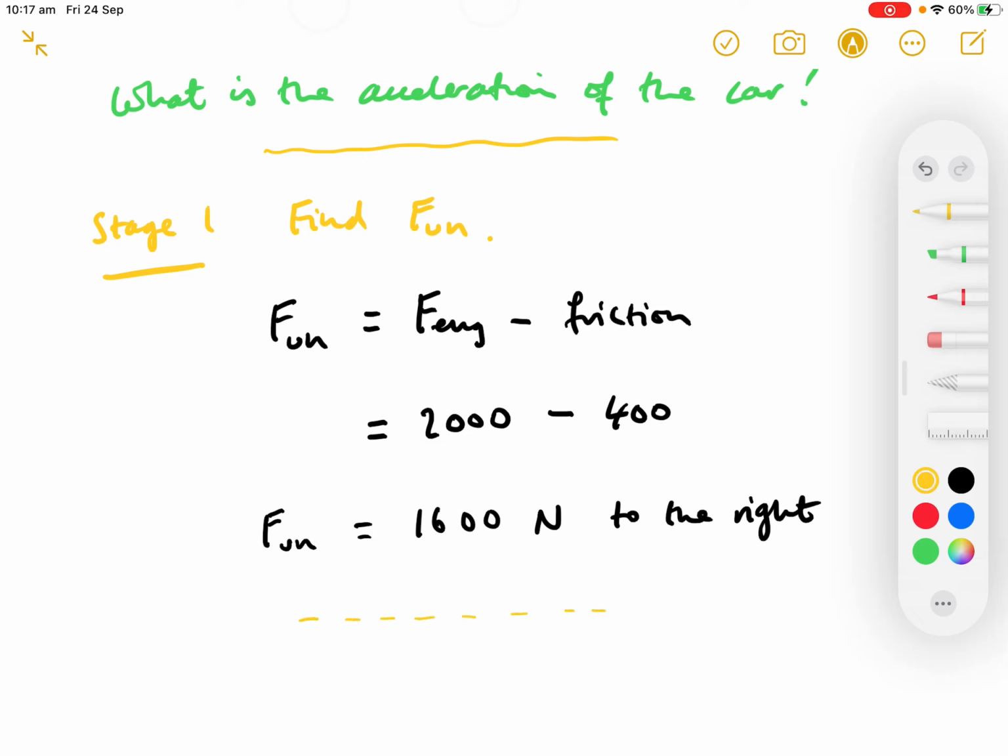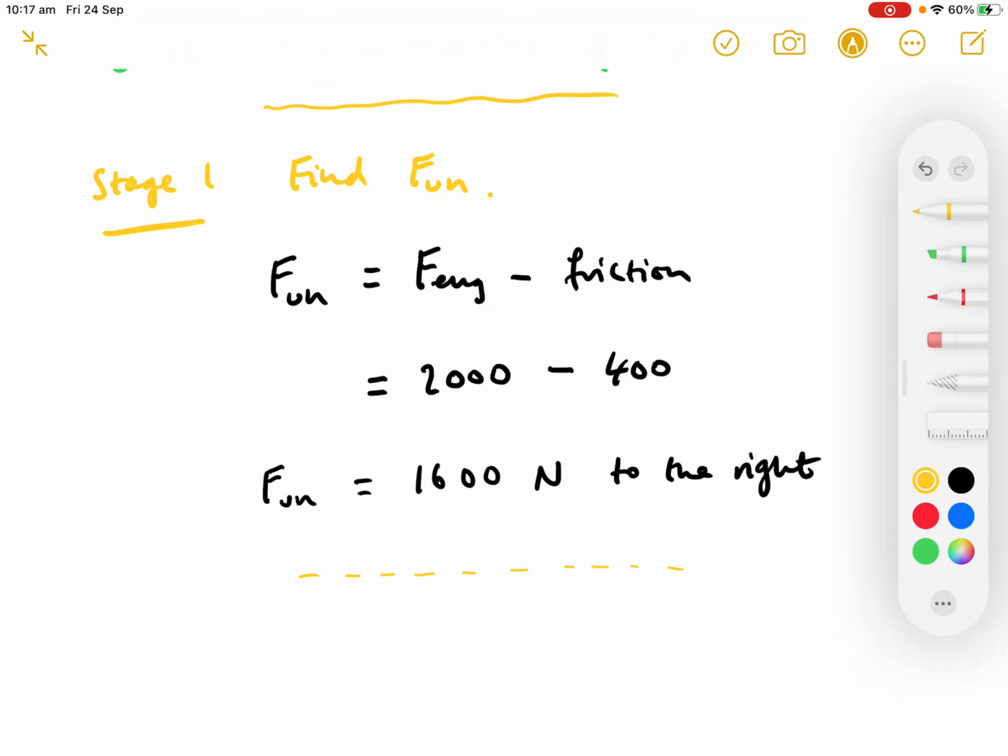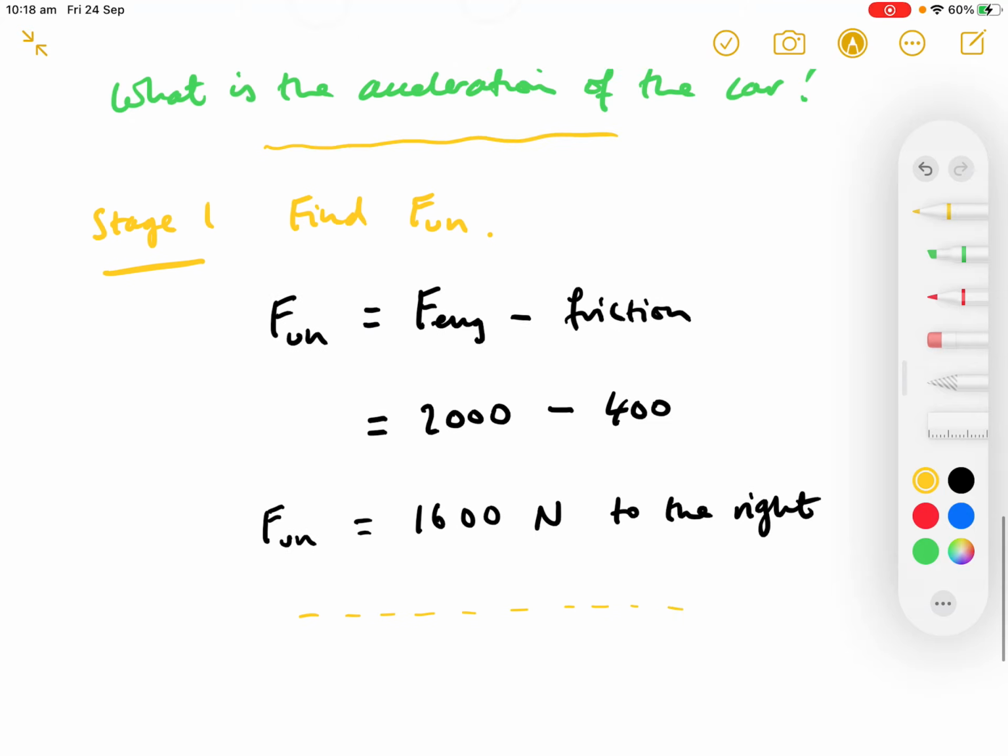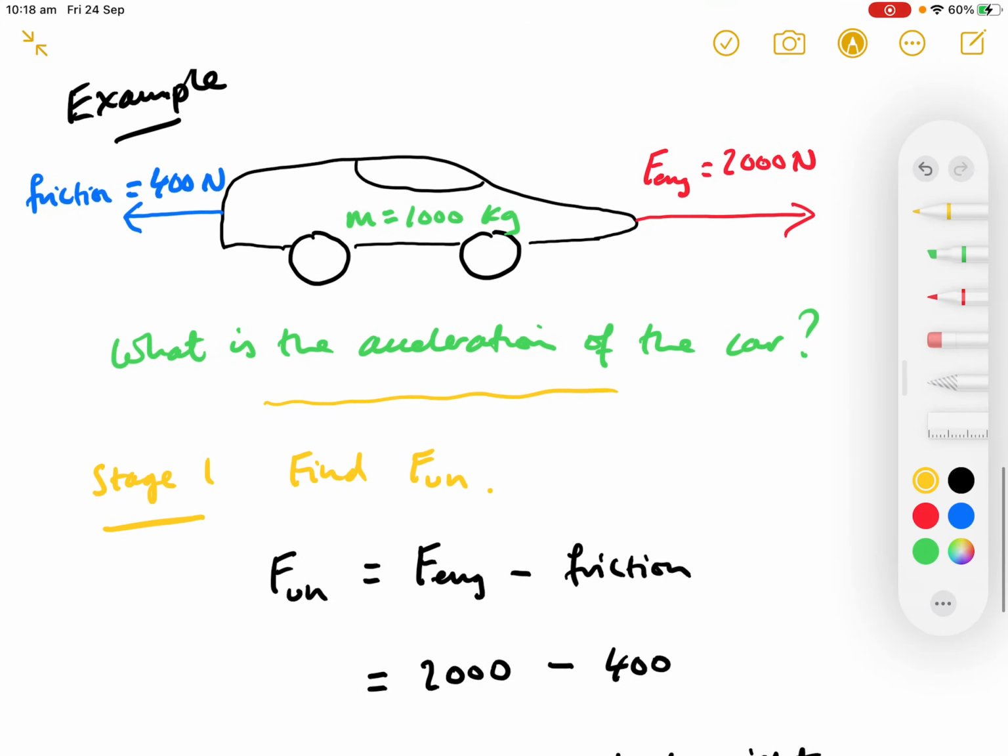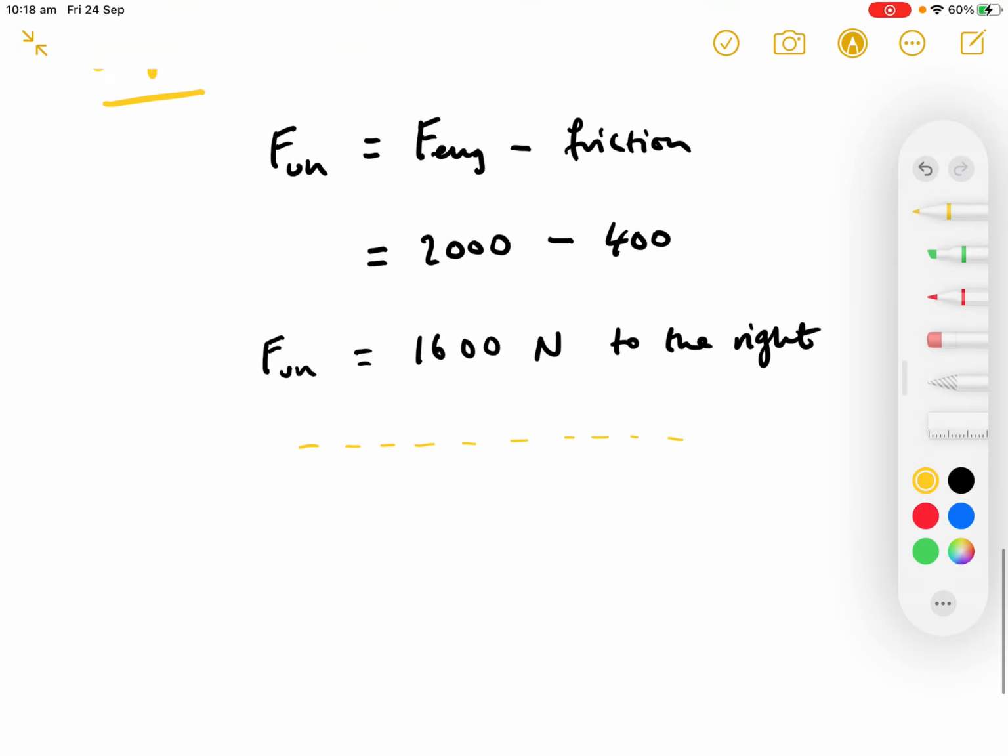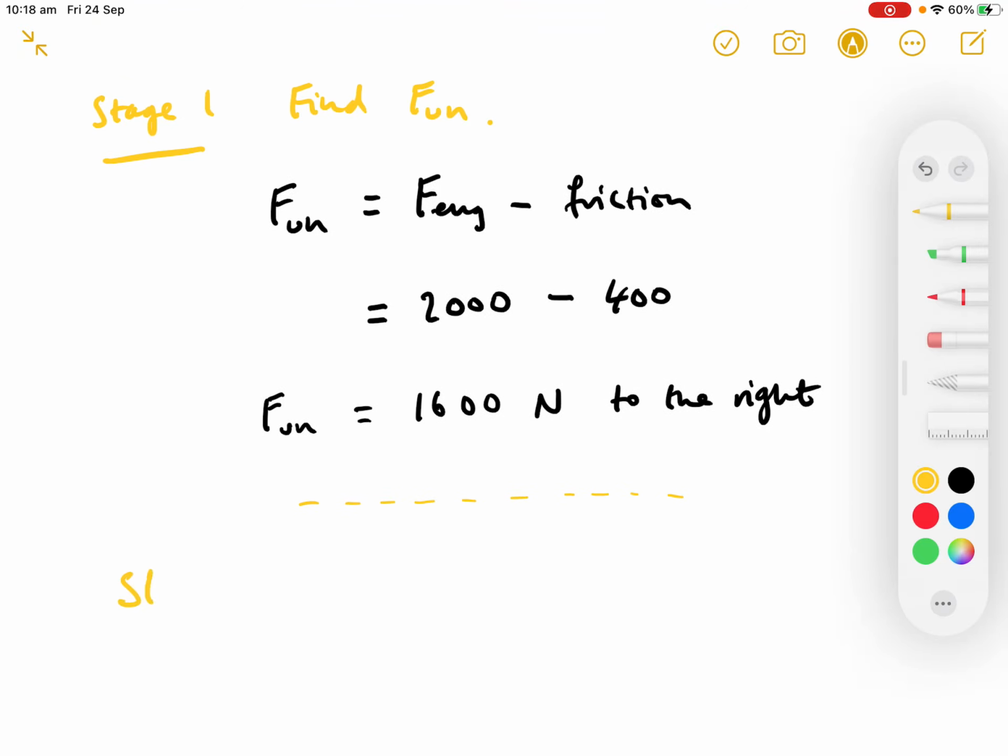Right, so that's stage one. We've actually sorted out the unbalanced force. And in many, many problems you do, you will need to sort out the unbalanced force first, usually drawing a free body diagram, which is effectively what I've got there, showing all the forces acting on the body. And then stage two, usually, is to then find the acceleration. So use F equals ma to find the acceleration.